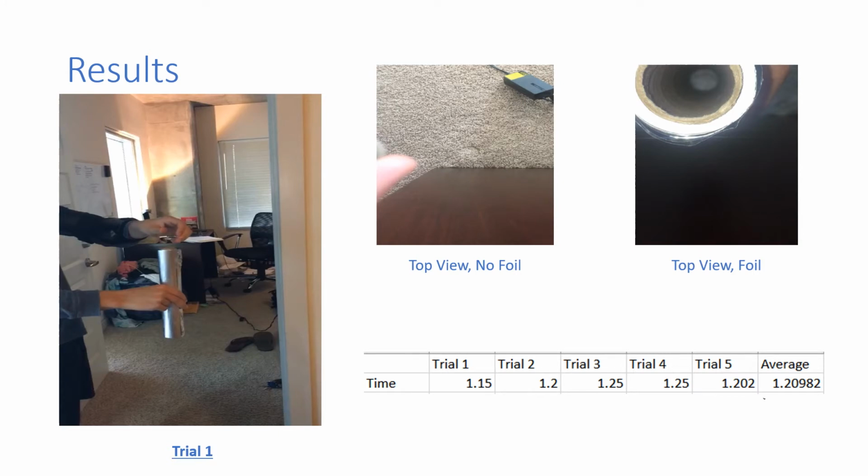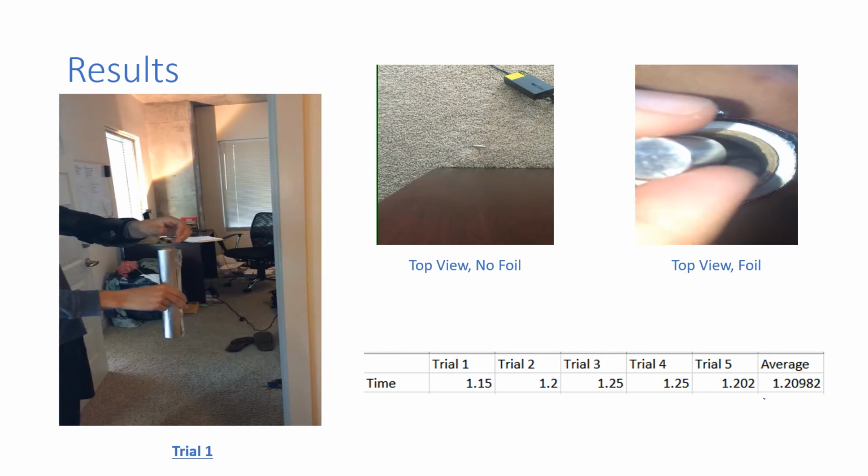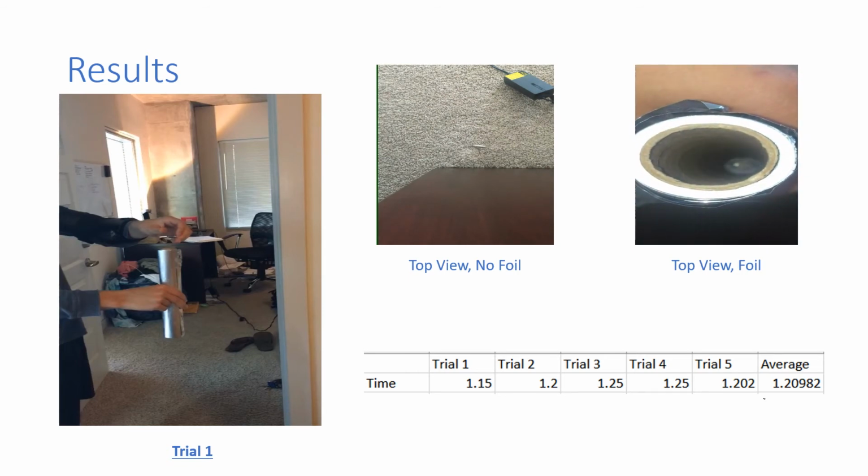Ultimately, it took the magnet a noticeably larger amount of time to fall through the aluminum foil than it would without the foil present. When the average of the 5 trials was taken, it was determined that it took the magnet approximately 1.21 seconds to fall through.